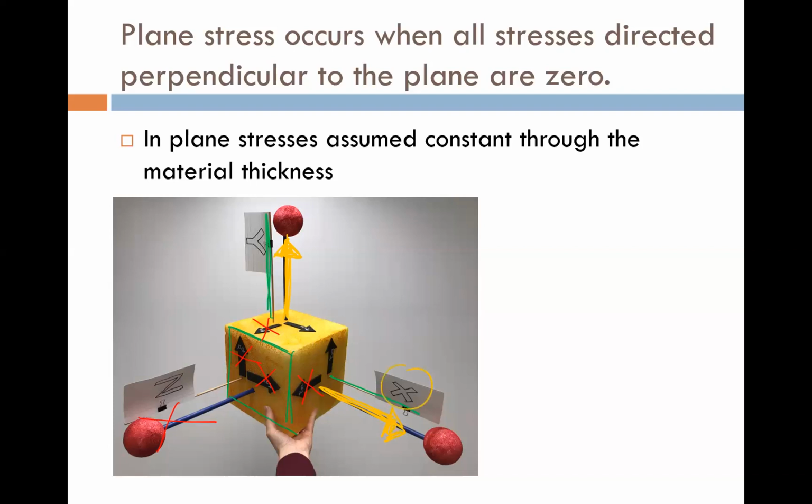Normal stress in the x direction, normal stress in the y direction, acting on your x and y faces respectively. And you should also have shear stresses. This would be tau yx, and this would be tau xy. Those should be the only stresses that are non-zero.